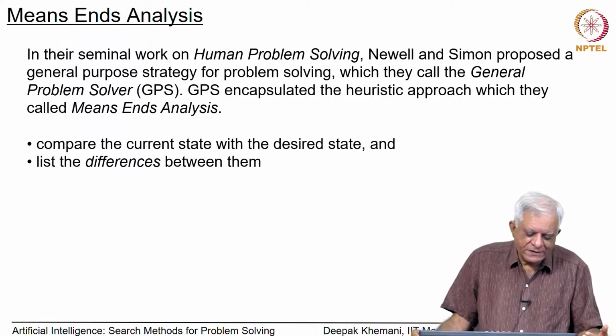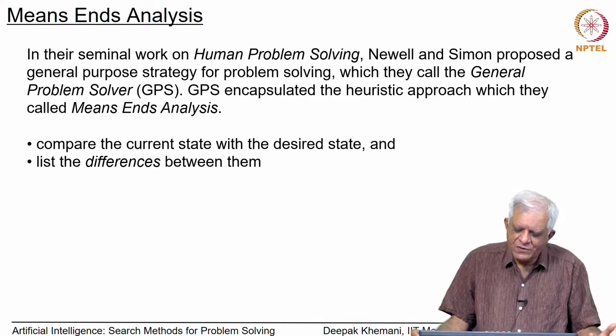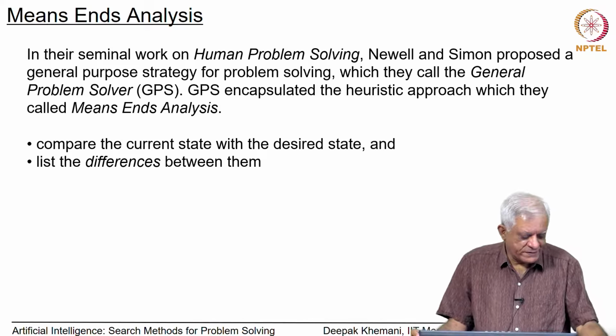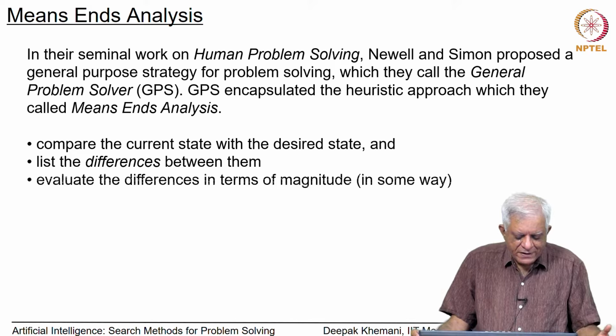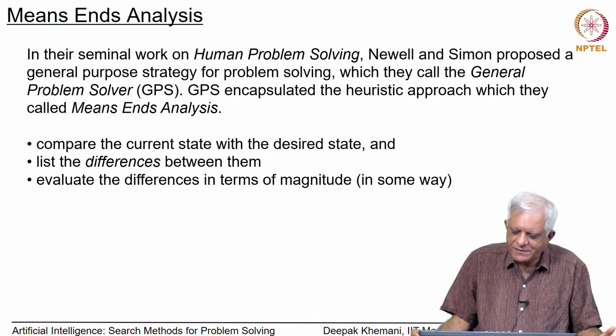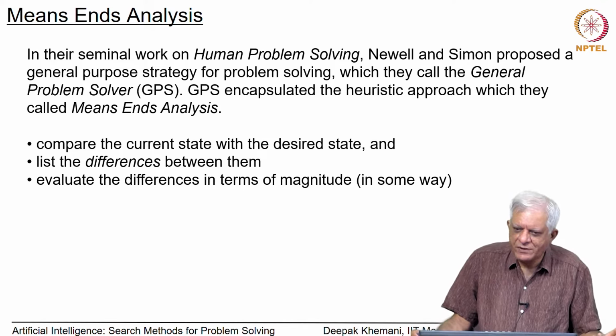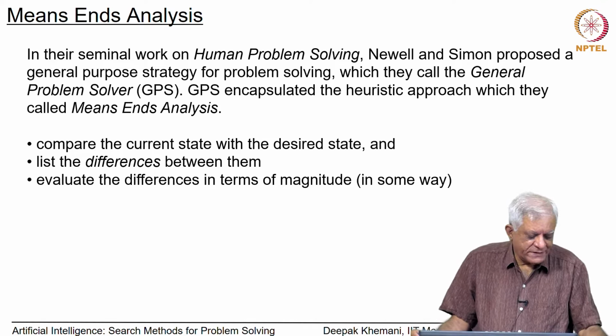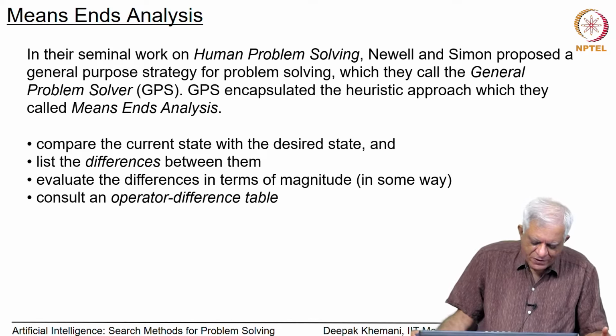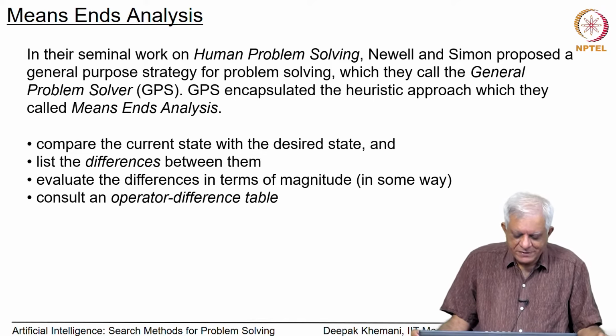And what the General Problem Solver strategy, or means-ends analysis, says is to look for ways to reduce those differences. So, evaluate the differences in terms of some magnitude, which difference is more important to be reduced, and then address that difference first. You can imagine that there is something called an operator difference table. We will see an example shortly, which tells you what operators are available for reducing what kinds of differences.